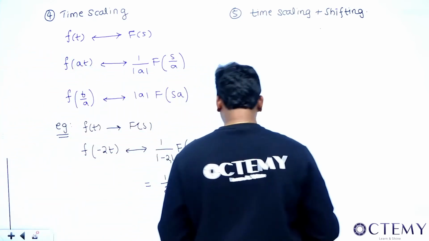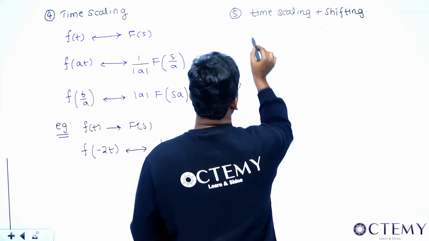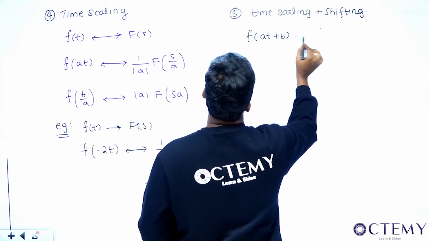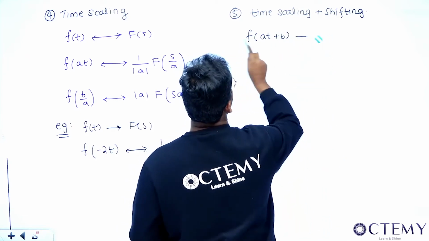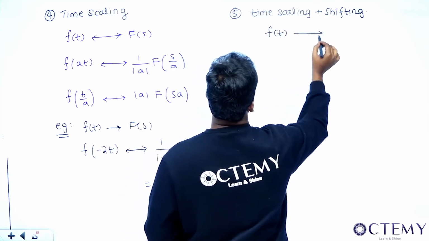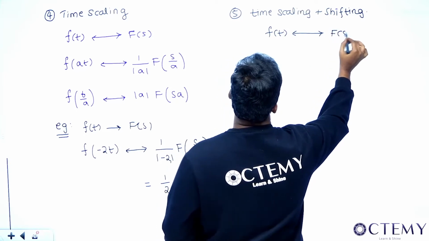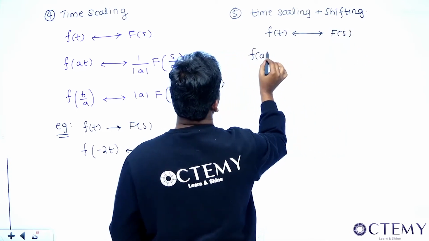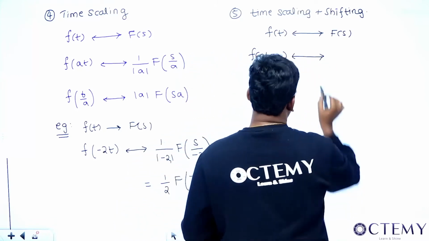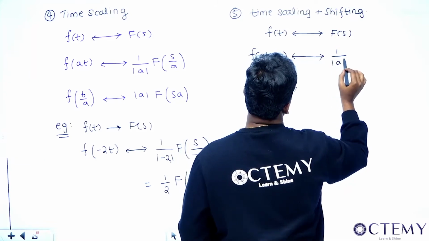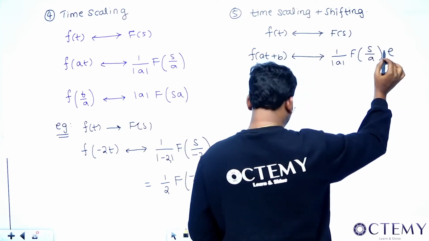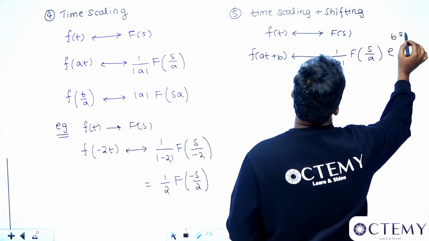Next. The next one is shifting plus scaling, sir. So if I want to do f of at plus b, the Laplace transform of say f of t. Let us say that the Laplace transform of f of t is basically F of s, right? Then what will be the Laplace transform of f of at plus b? This will be equal to 1 by modulus of a, F of s by a into e power b into s by a.